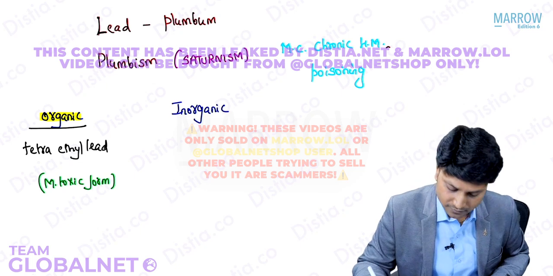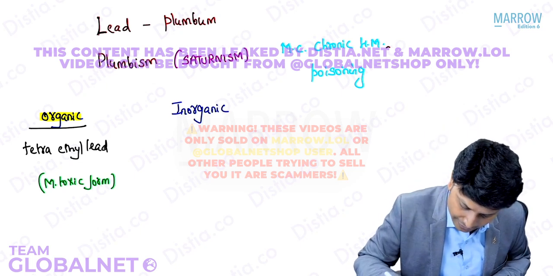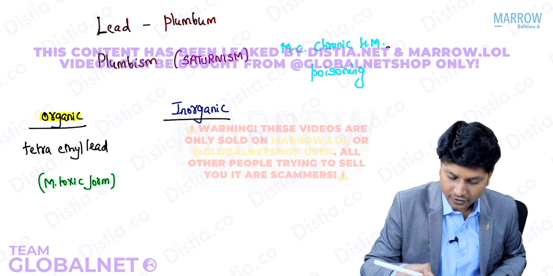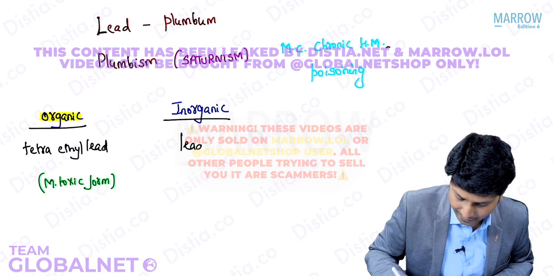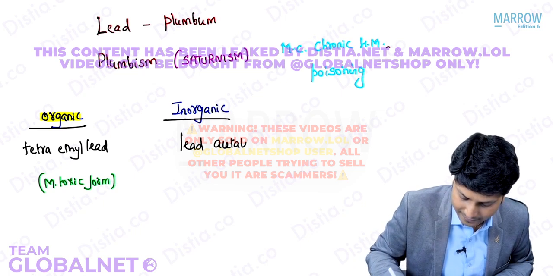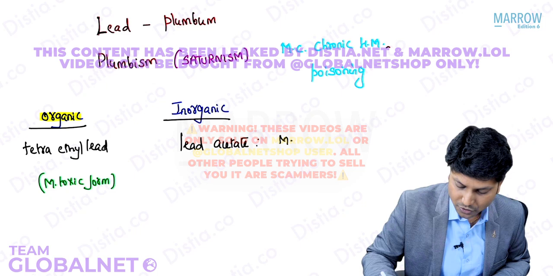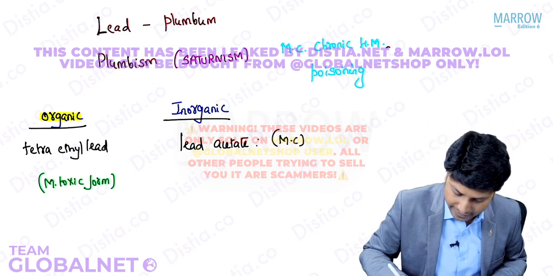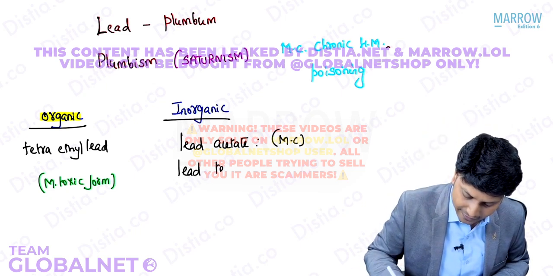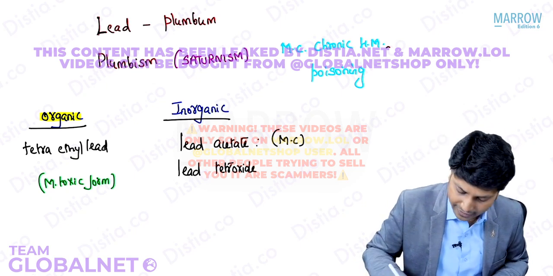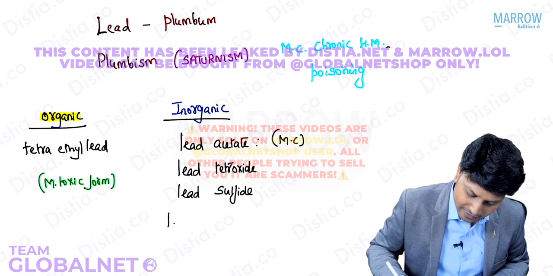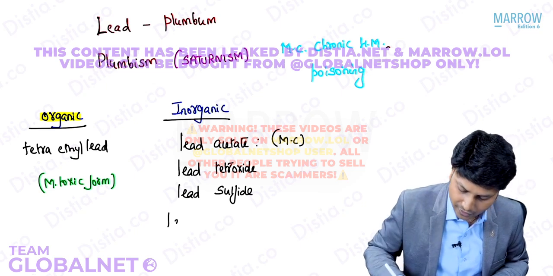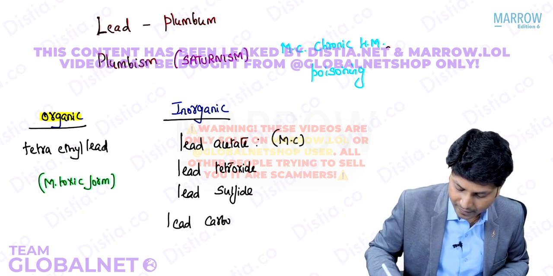Now coming to the salt, inorganic form. When we talk about inorganic form, we have all the salts. The first important salt is lead acetate, sugar of lead. This is the most common salt that you come across. Then we have lead tetroxide. Then we have lead sulfide, and one more, lead carbonates.